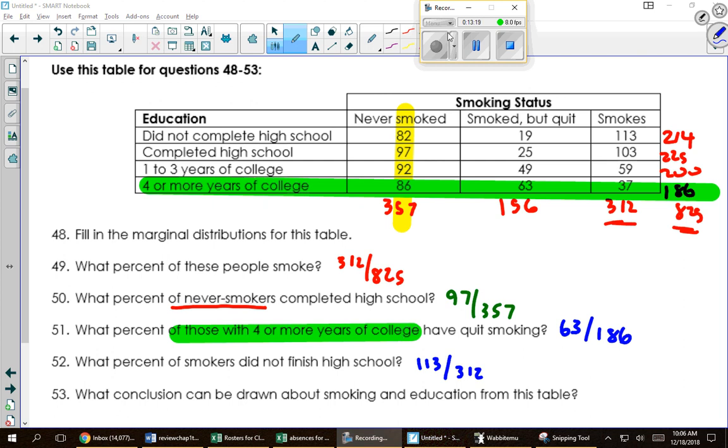And one thing you might pick up on number 53 about the relationship between smoking and education, maybe we could focus on this part of it for just a second, and you see that the number of smokers drops steadily and dramatically with the more education that a person has. So the higher the education, the less likely that we'll find a smoker in the group.